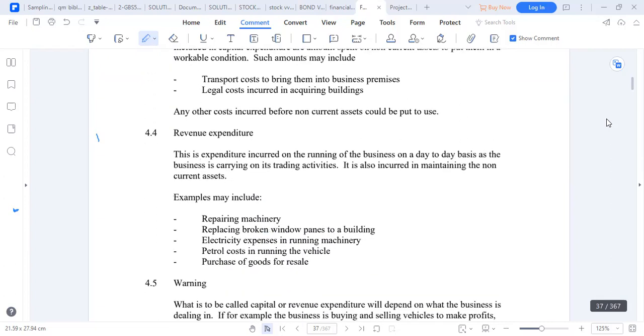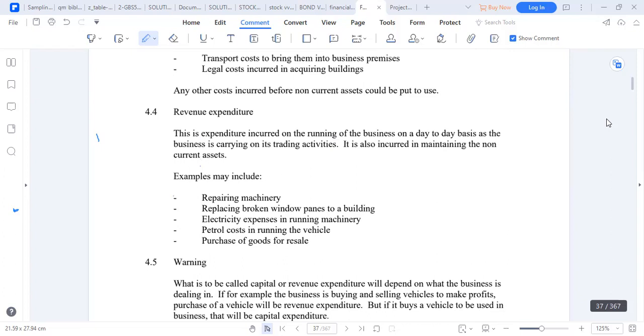When we're dealing with revenue expenditure, we're looking at operational expenses to run the day-to-day business. These may include repairing machinery, replacing broken windows, paying electricity, paying petrol for running vehicles, buying stationery, purchase of goods for resale. These are called what? Revenue expenditure. So people must understand that revenue expenditure goes into the income statement. Capital expenditure goes into the balance sheet.